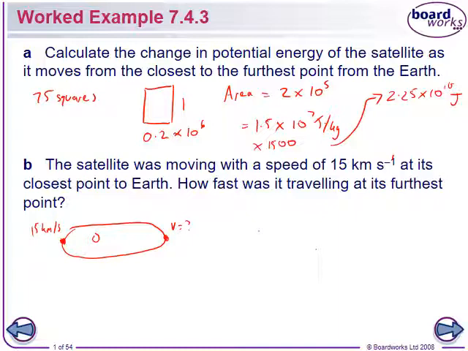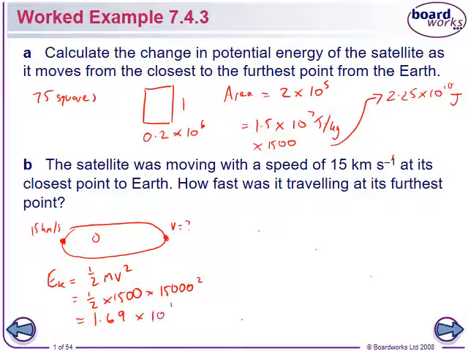So the kinetic energy of the satellite at its closest point is 0.5 times 1,500 times, and remember, what does v have to be in? Meters per second. So 15,000 squared. 0.5 times 1,500 times 15,000 squared, and I get 1.69 times 10 to the 11 joules. So that's the kinetic energy at this point.